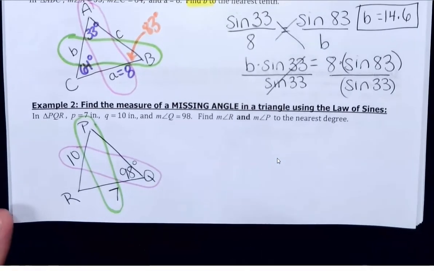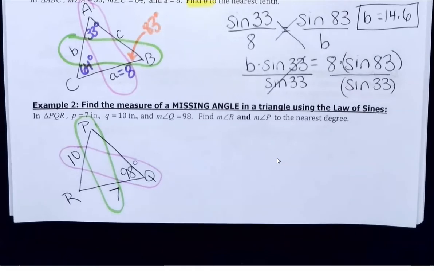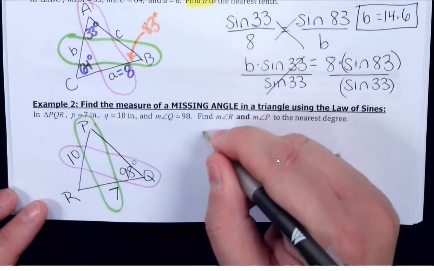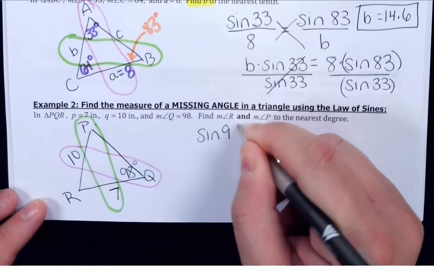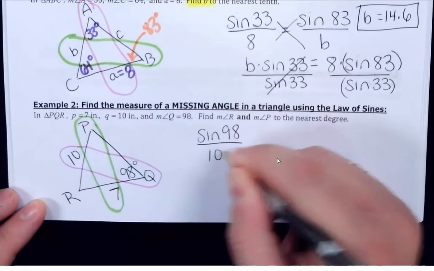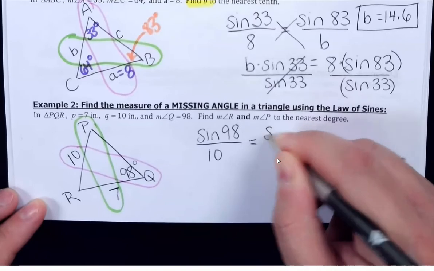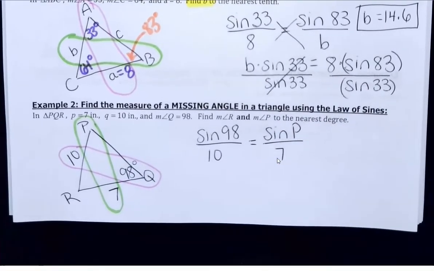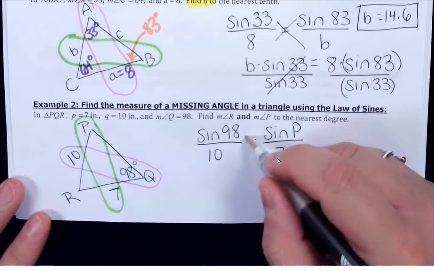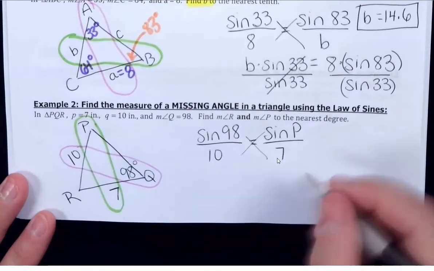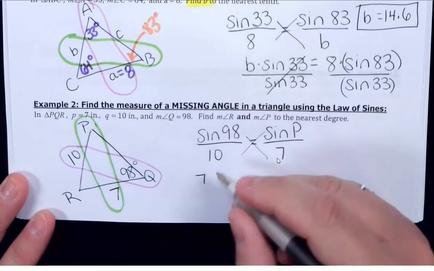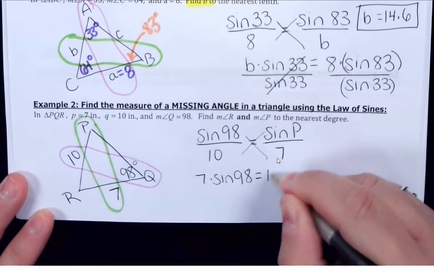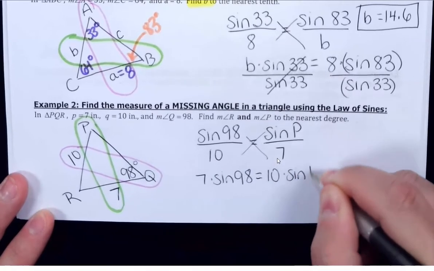All right, so I'm going to set my proportion up here, and we're just going to find the measure of the missing angle P first. So I have sine 98 over the side across from it, which is 10. That has to be equal to the sine of P over 7. Okay, this is just slightly different than what we just did because we're going to find an angle here. So I'm still going to cross multiply. I would have 7 times the sine of 98 equals 10 times the sine of P.